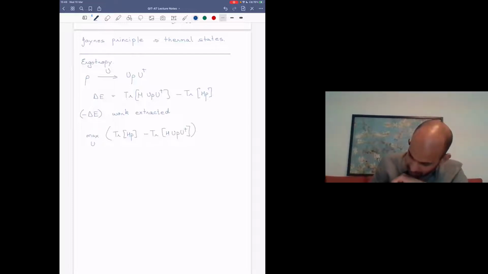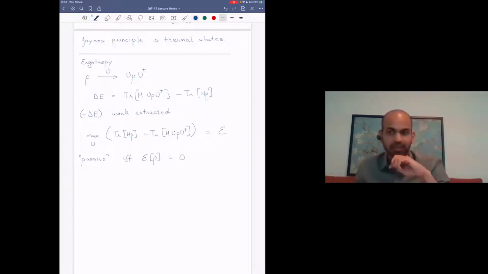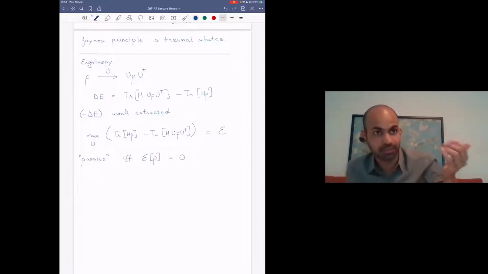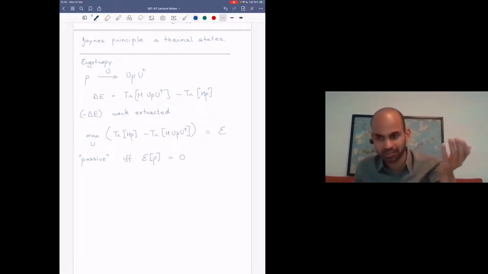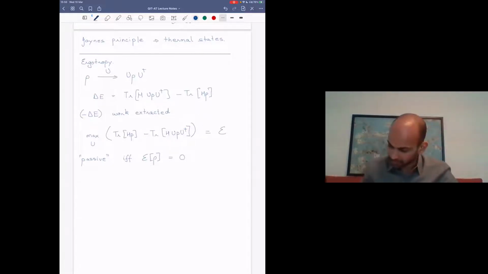And we call a state passive. So this is given by, I'm going to call it capital epsilon for now. We call a state passive if and only if the ergotropy of its density matrix is equal to 0. Meaning that any unitary you do on it, you will only manage to increase its energy. So you can only provide energy to the state by doing a unitary operation. You can never extract energy from it.